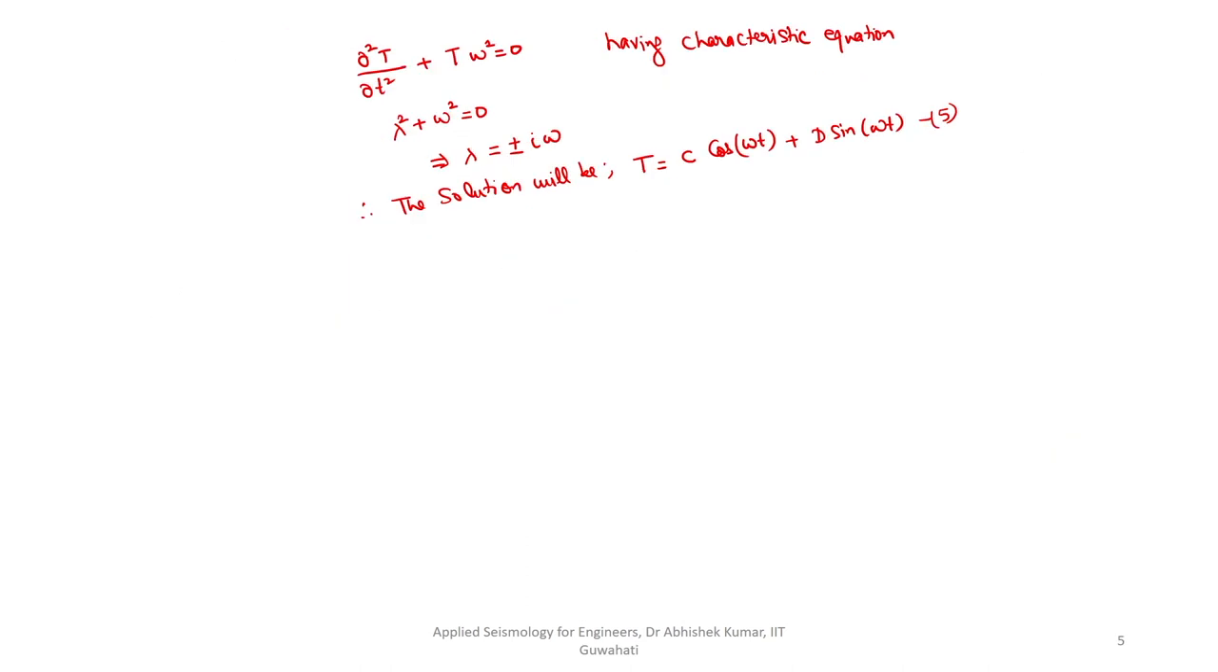So we have got lambda equals plus minus iota omega, and then the solution corresponding to T, which is representing the part of U representing variation with respect to time, and this is the equation. Now consider the second part.